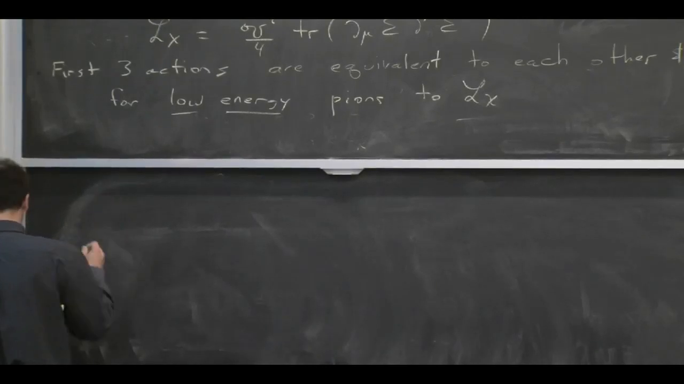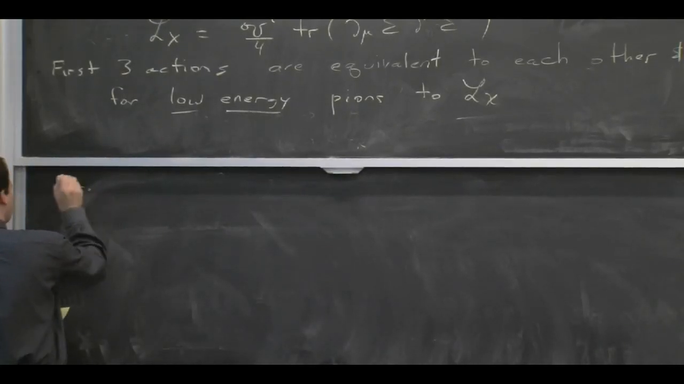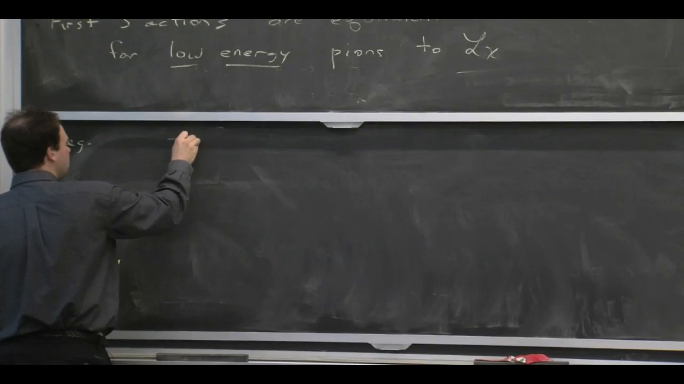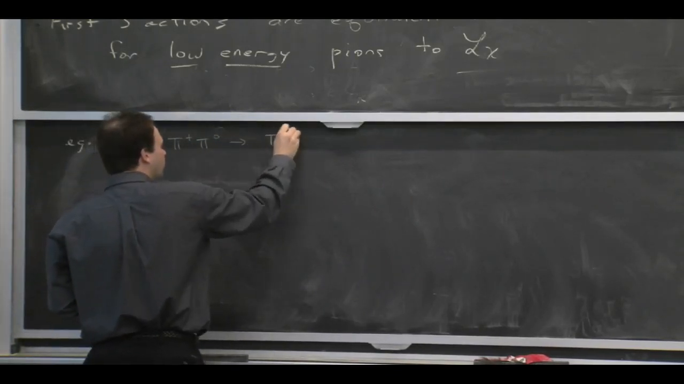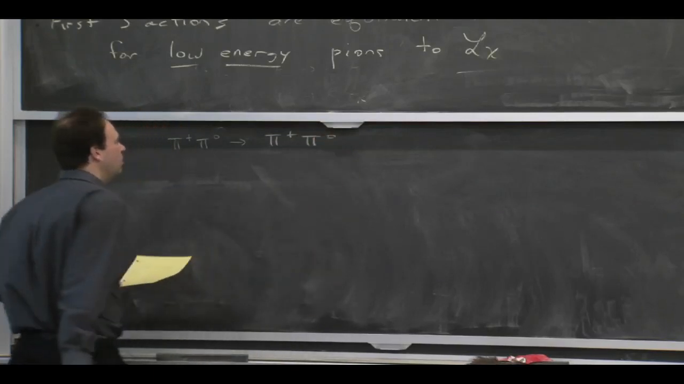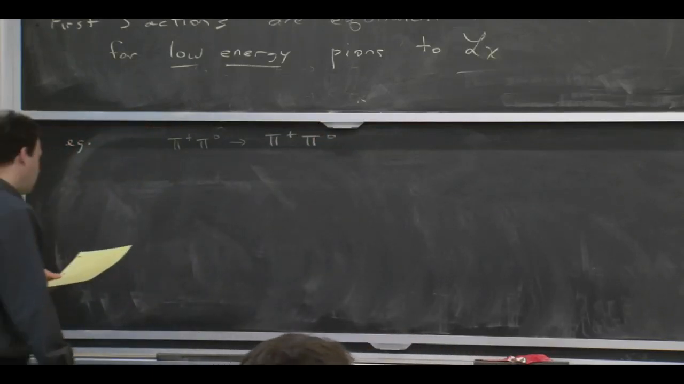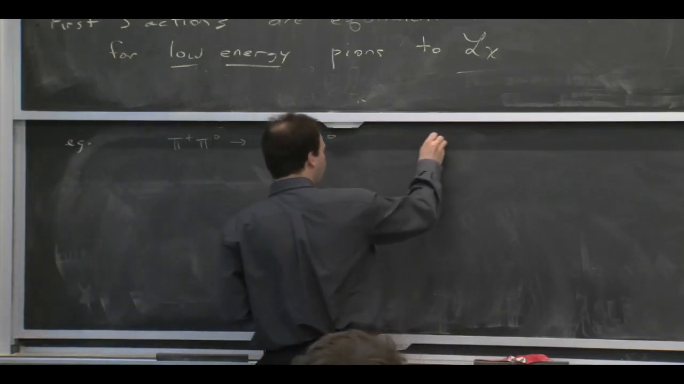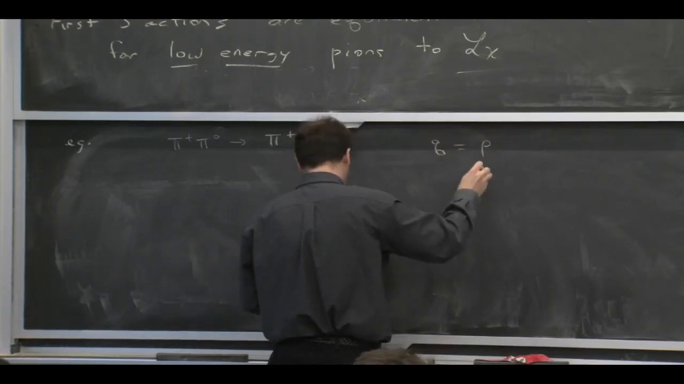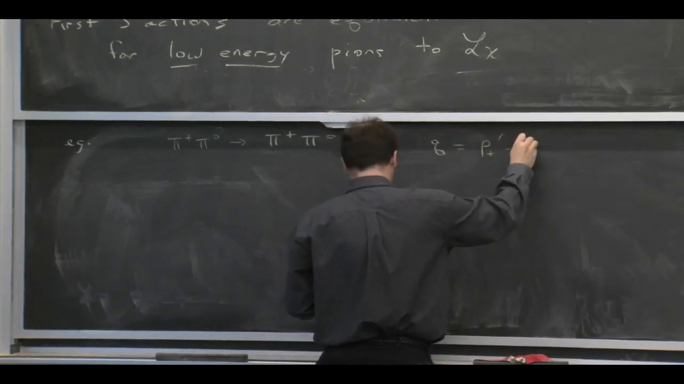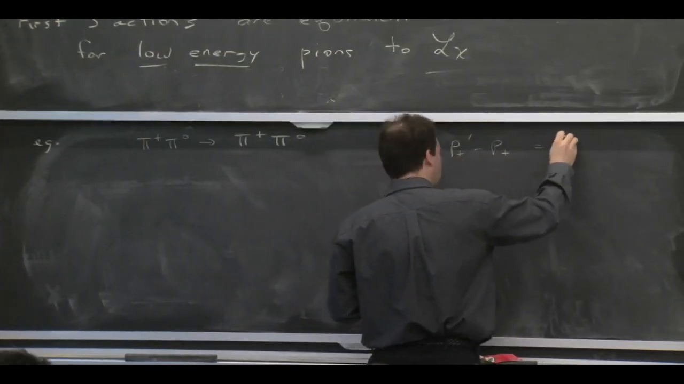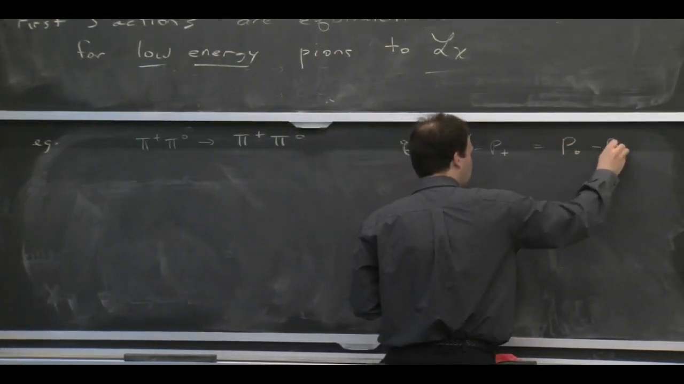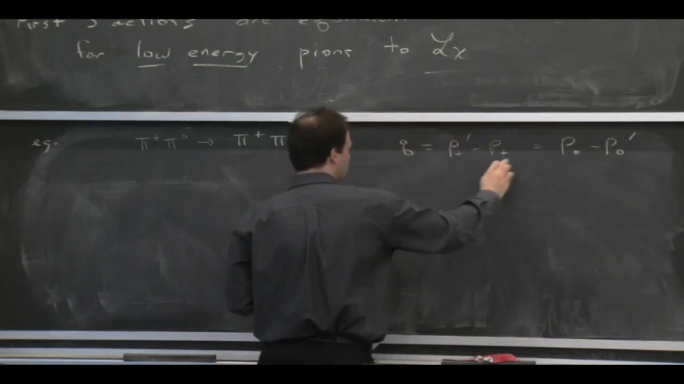So in order to see that, let's do an example where we calculate something. Let's think about calculating pi plus pi 0 goes to pi plus pi 0. So scattering of Goldstone bosons. And Q will be the momentum transfer. So in kind of an obvious notation, it's the difference between the initial and the final for the charged guy or the neutral guy.